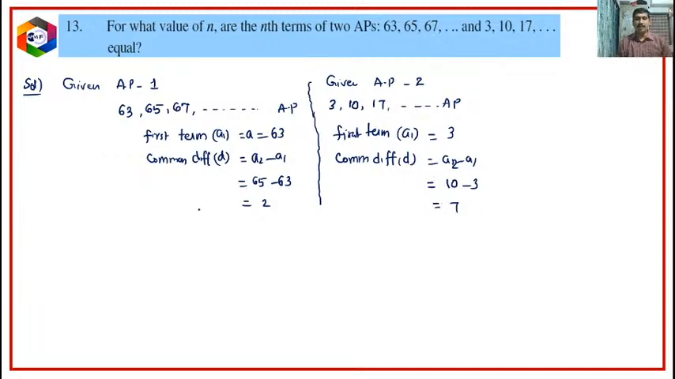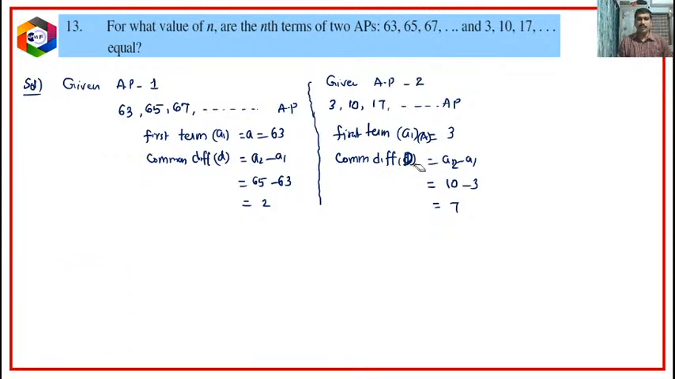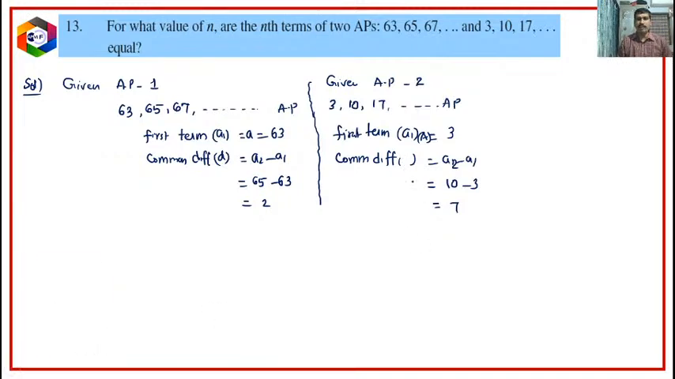But let us try to write it clearly. Why? Because in both the cases, if you write A and D, here I am going to write capital A and capital D, to identify clearly, children. Because in both the progressions it is very clearly given that the nth terms are equal, so while equating the nth terms we may get confused. So here the first term is small a and the common difference is small d. Here the first term is capital A and the common difference is capital D.